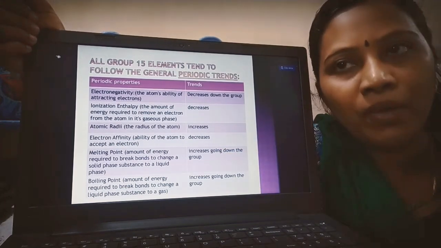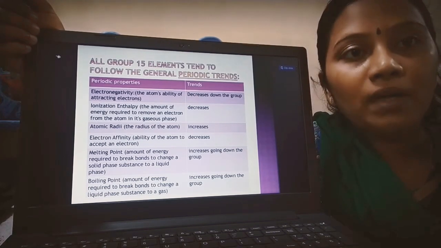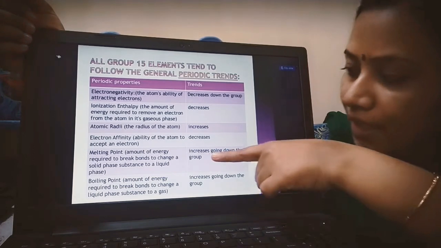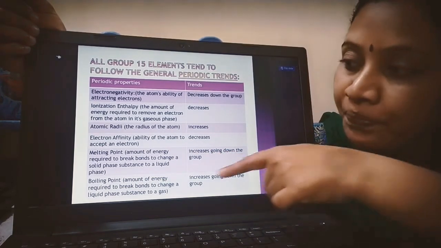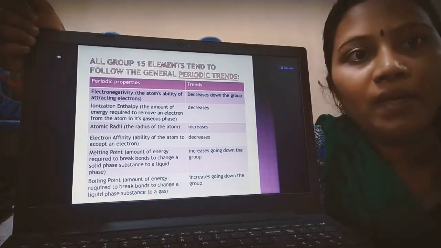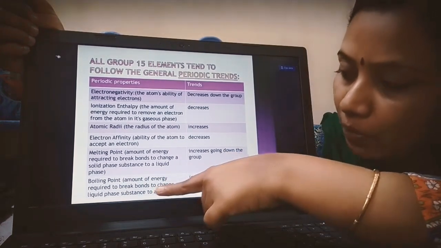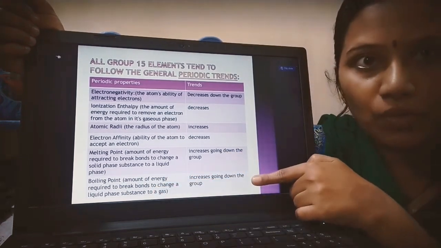What happens to melting point? You know what melting point is: the amount of energy required to convert any substance from its solid state to liquid state. Melting point increases as we move down the group. And what happens to the boiling point? It is the energy required to convert a liquid to a gaseous state. Boiling point also increases as we go down the group.